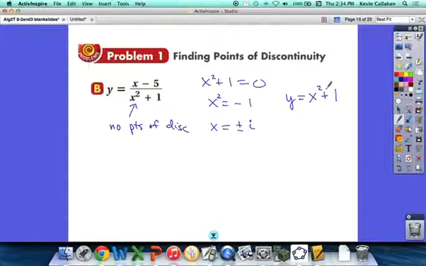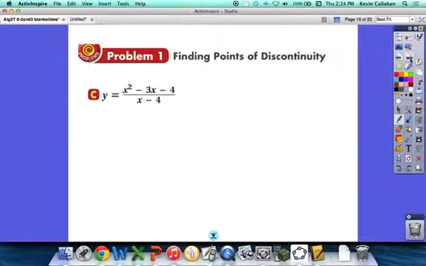It's a parabola moved up 1, so it would look like that. What are the zeros? It never crosses the x-axis. It doesn't have any zeros, which is how to solve it. So C.